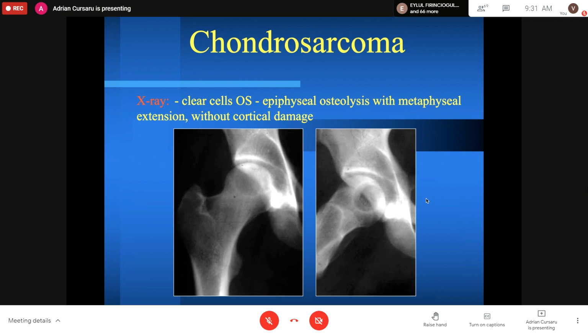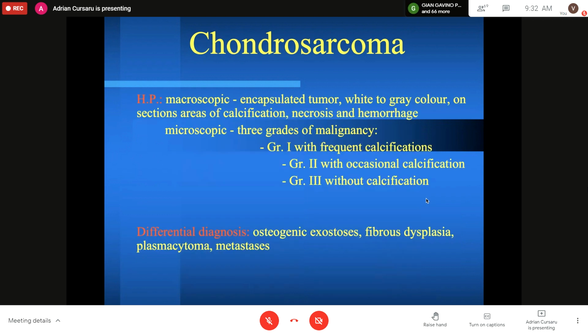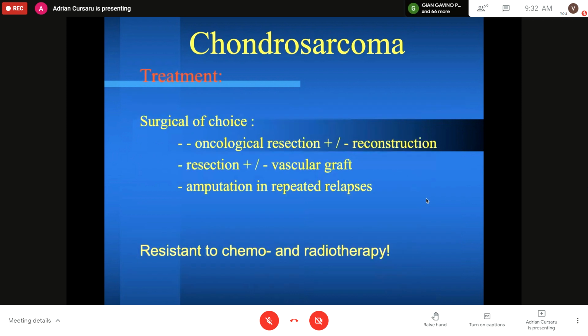Where is the localization? The localization is on the proximal part of the bones, even on the head of the femur, the distal part of the femur on the condyles, or the proximal part of the tibia on the tibial plateau, or on the head of the humerus. The treatment, how to choose our treatment.